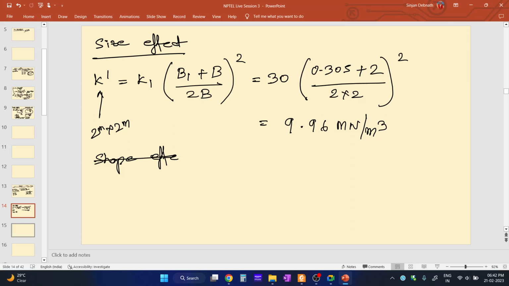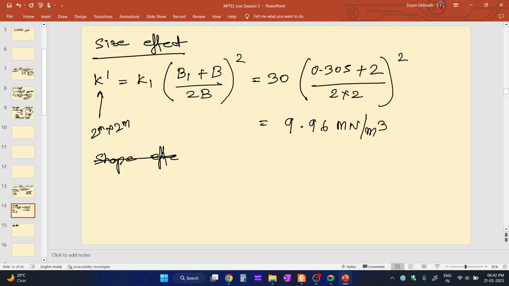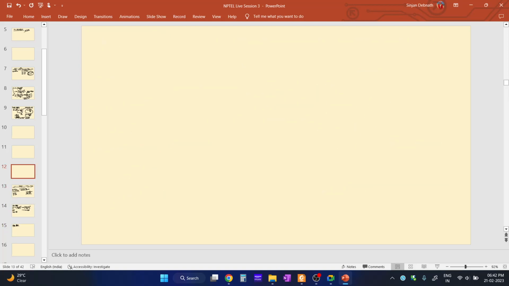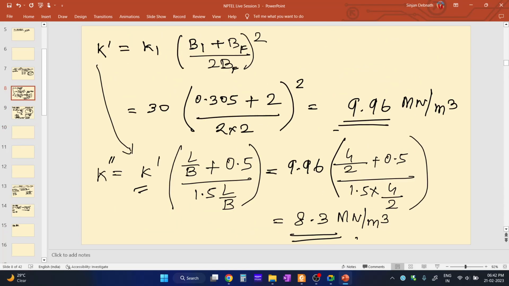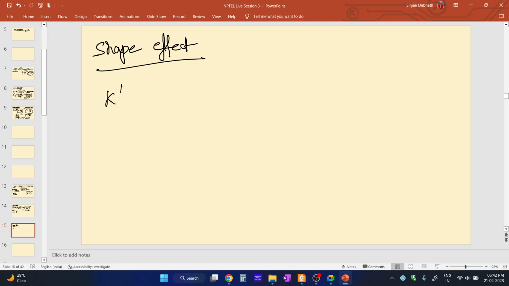Let me write it down over here. Shape. For the shape effect, what was the equation? It is k double dash. So here we have found out k dash. Now we are finding k double dash. So what is k double dash? K double dash is equal to k dash times (L by B plus 0.5) divided by 1.5 L by B.